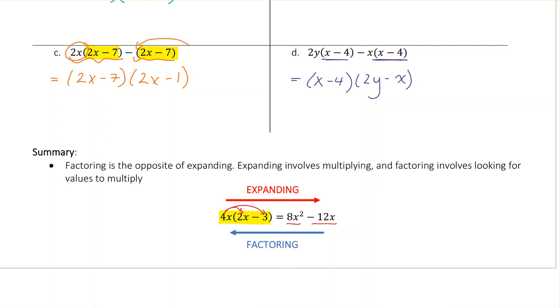Now if you were going to go the opposite way and you ask yourself, well, what is the greatest common factor that I can divide out of 8 and 12? Well, that's 4. They both have x in common. Okay. If I divide or I factor 4x out of both of these terms, what am I left with? I'm left with 2x minus 3.